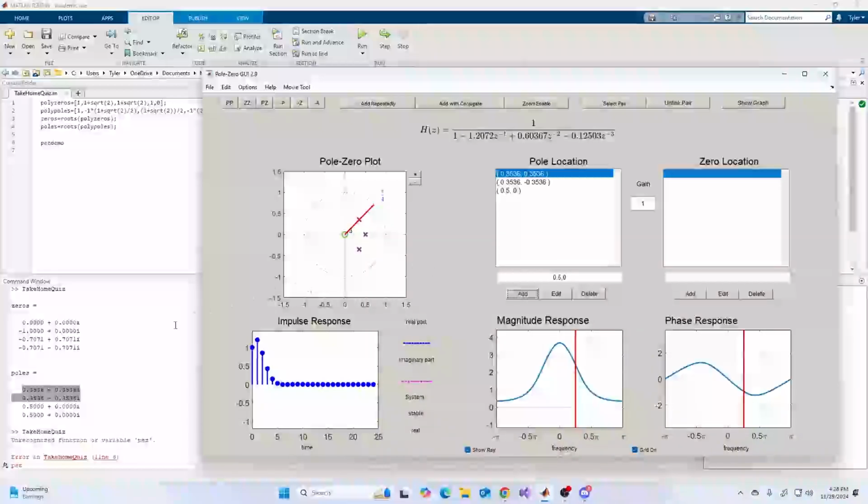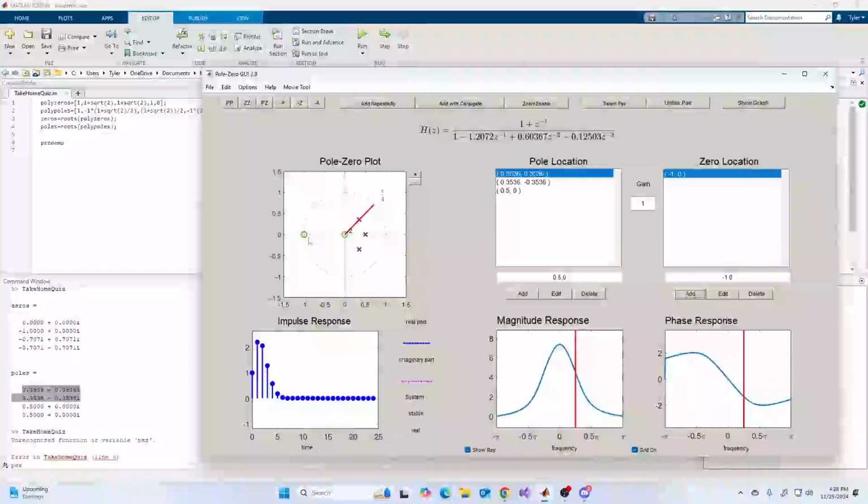Now I need to add my zeros. So for my zeros, I have 0, 0. I don't have that twice, so I do not want to add it with the conjugate. So I'm not going to click that. I have 0, comma 0. I'm going to add it, and it's not going to do anything because there's already a pole here. Now I'm going to do -1 plus 0, so -1, 0. That does not have a conjugate, so I'm not going to add that. Even if I did, it wouldn't make a difference. So that's here.